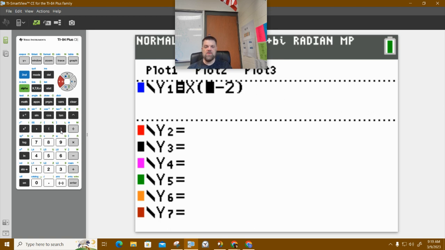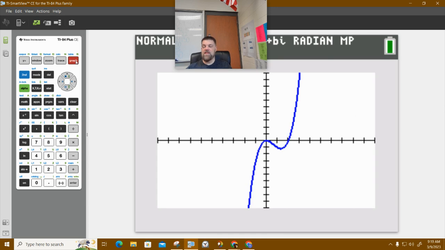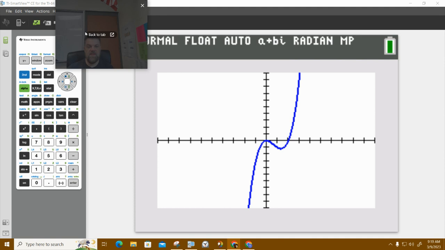Actually, no, I take that back. It's supposed to be x squared. Good thing I caught that, huh? So let's put it in the right way, and then times x minus 2. So, my bad, that's going to be x cubed, because you have an x squared times an x. Let's graph it. Now this looks a little different, doesn't it? Okay. So let's take a screenshot of this. Move my face out of the way.